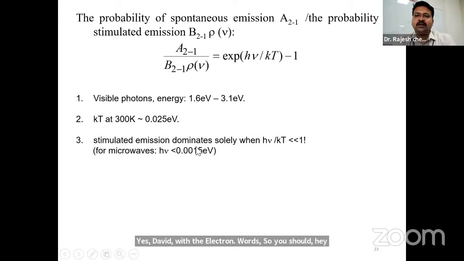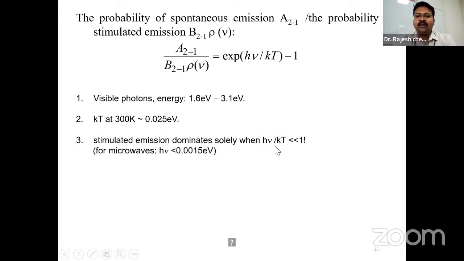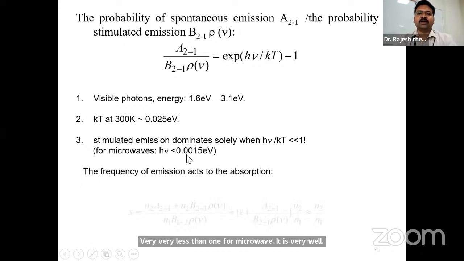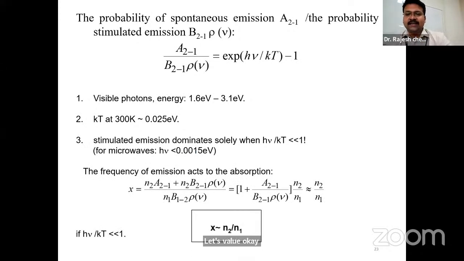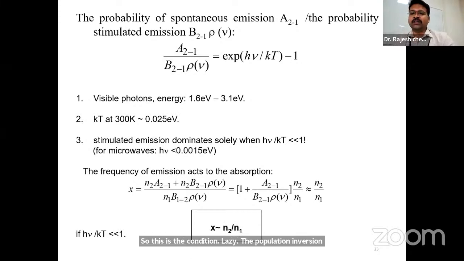So stimulated emission dominates when h nu by kT is very much less than 1. For microwaves, it is a very small value. So this is the condition for lasing. The population of electrons or ions in the excited state should be more than in the ground state, population inversion. Then only we can see the lasing action. From this, I can conclude my class.